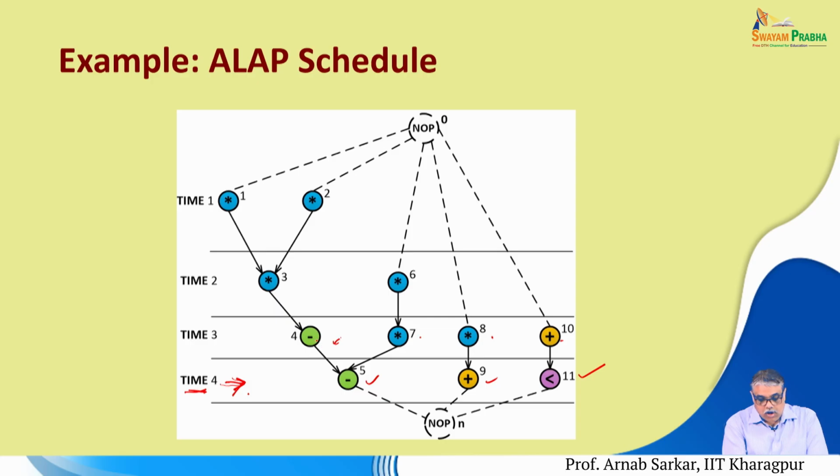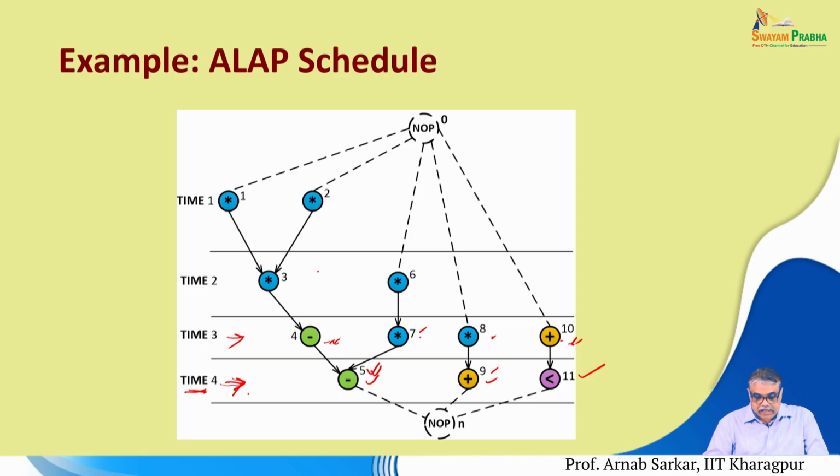Nodes 4, 7, 8, 10 cannot be executed in the last time step. Why? Because there are dependent operations on all of them: 5 depends on 4 and 7, 9 depends on 8, and 11 depends on 10. However, because 5, 9 and 11 have been scheduled in time step 4, we are free to schedule 4, 7, 8, 10 in time step 3. Then in time step 2 we schedule 3 and 6, and in time step 1 finally we schedule 1 and 2. So, this is the ALAP schedule with the time constraint being 4, with, as in the ASAP schedule, the assumption that we have unlimited resources.